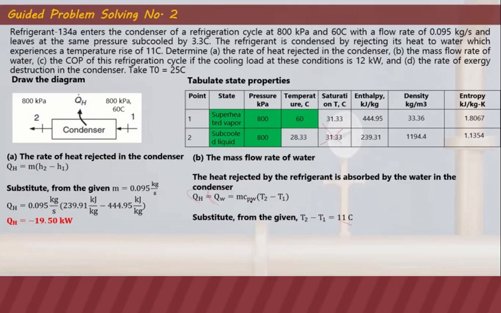Our Cp for water is 4.187 kilojoules per kilogram Kelvin. So by substituting our QH, which we already have as 19.5, the mass flow rate is still unknown. Then we have Cp of water and delta T. Then we can get the mass flow rate of the water needed in the condenser, and that is 0.42 kilogram per second.